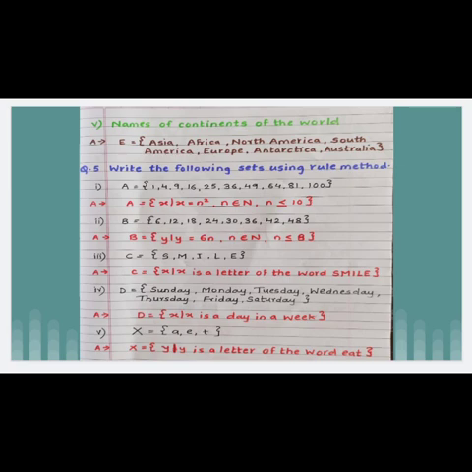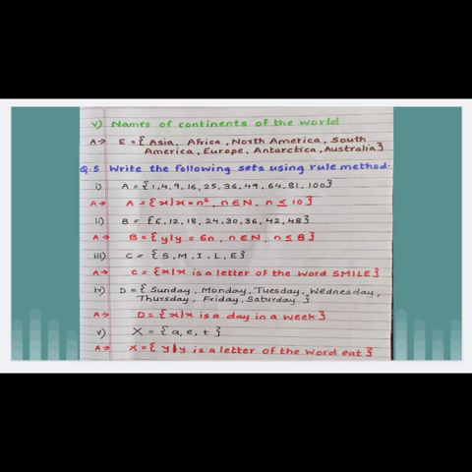Next one, names of continents of the world. There are 7 continents. To show the set, we use capital E is equal to curly bracket open. Asia, Africa, North America, South America, Europe, Antarctica, Australia. Curly bracket closed.